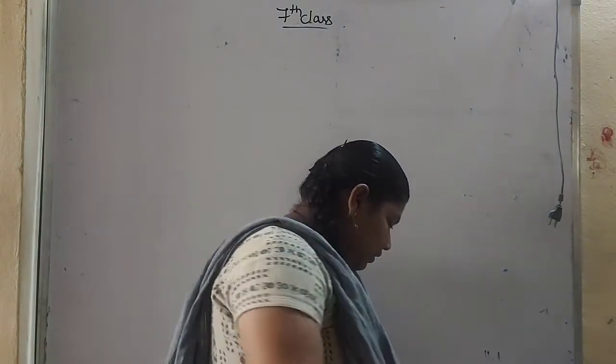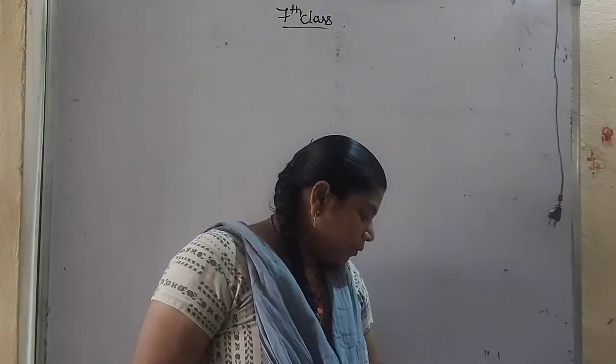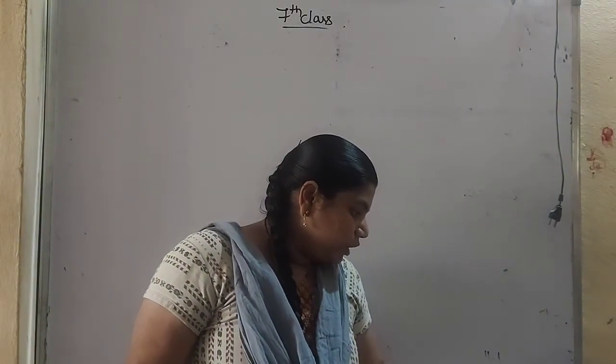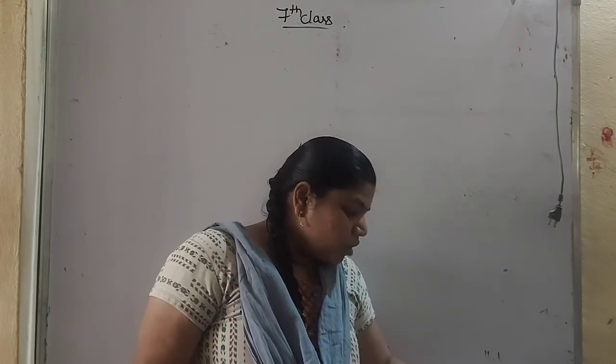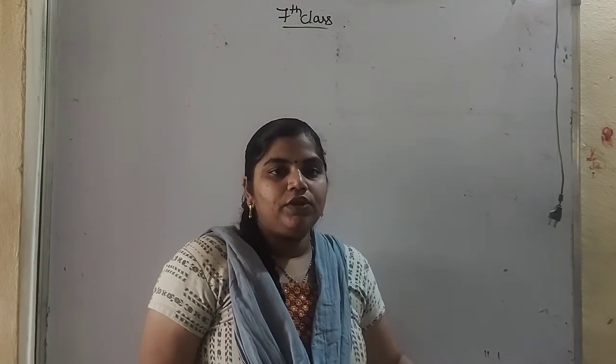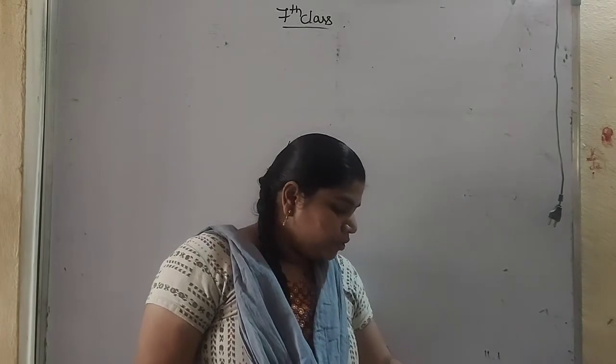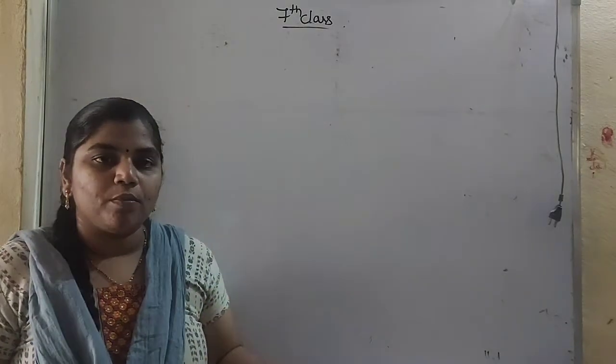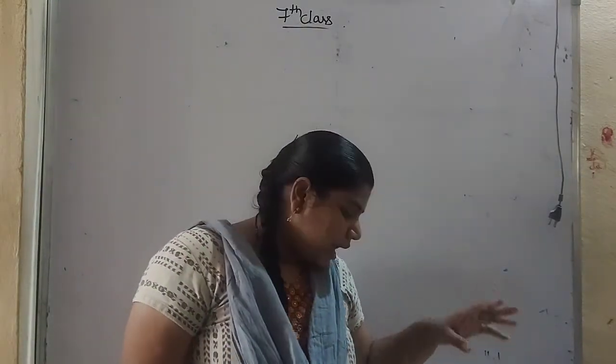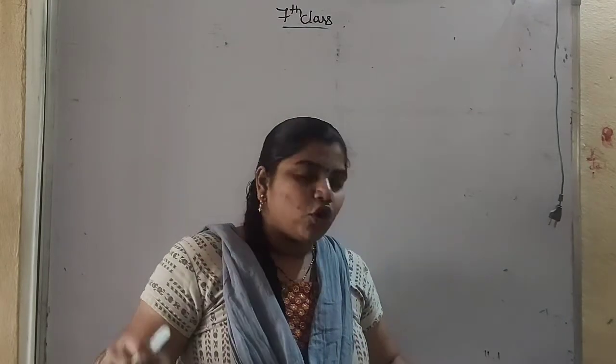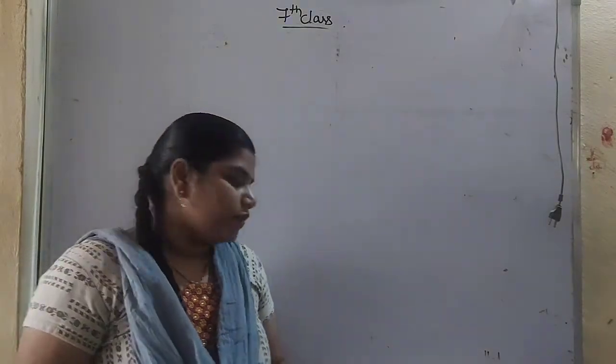So next is 9th. What is that? The diagonals of a quadrilateral are perpendicular to each other. So in such a quadrilateral, is it always a rhombus? If the diagonals are perpendicular to each other, should it always be a rhombus, or can it be another figure? They are asking us to draw the figure and justify our answer.